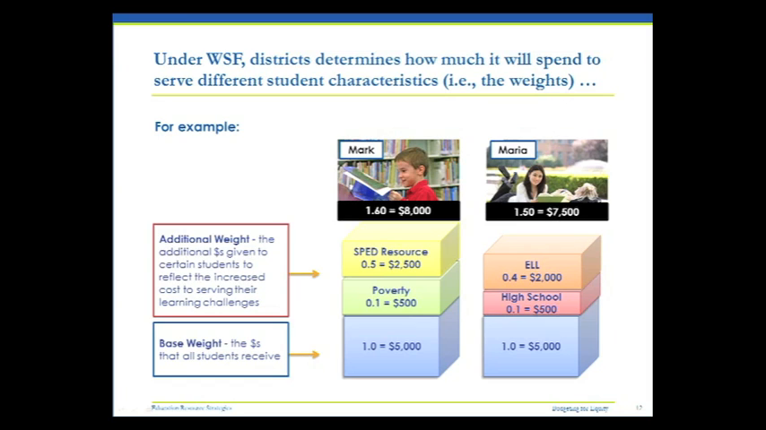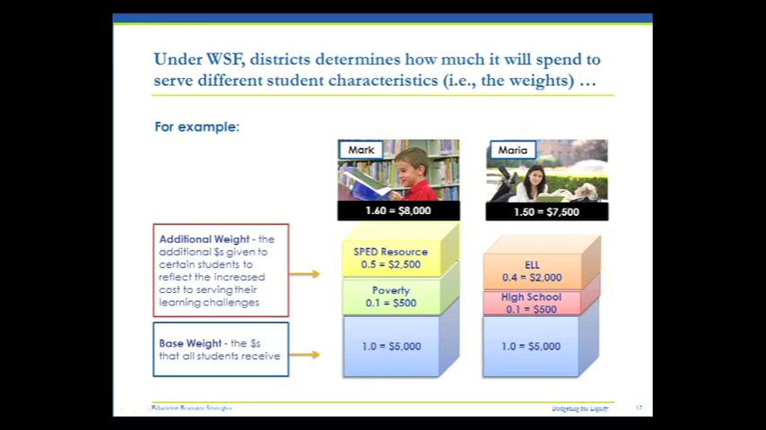So in this version, Mark would get that dollar wherever he went. So he would take that $8,000 to any school that he went, and that would be a big move toward equity. Because as we saw earlier, Mark would actually get very different levels of resources if he was in that traditional district we showed on the fancy bar chart in the beginning.